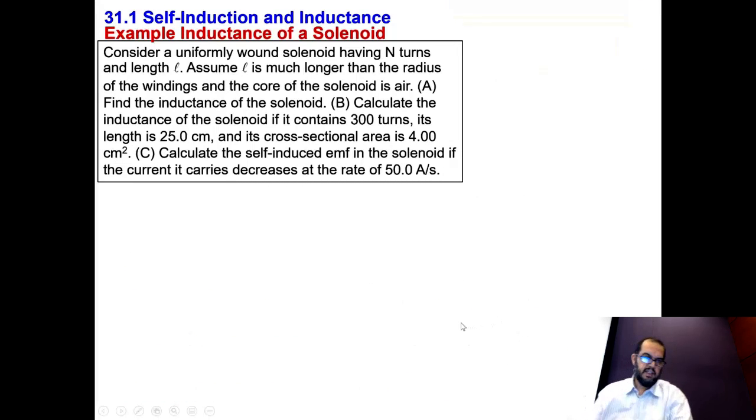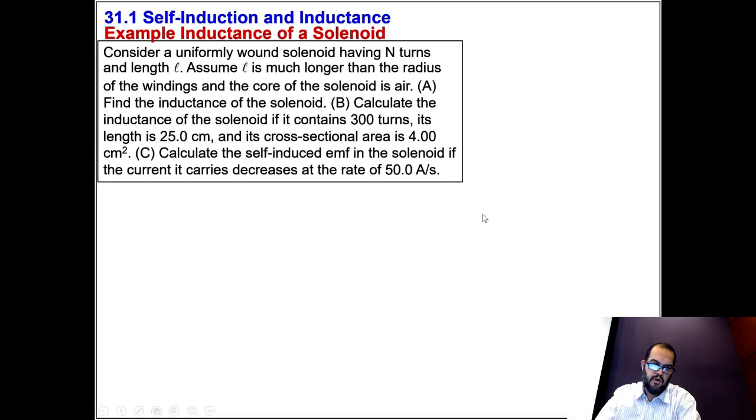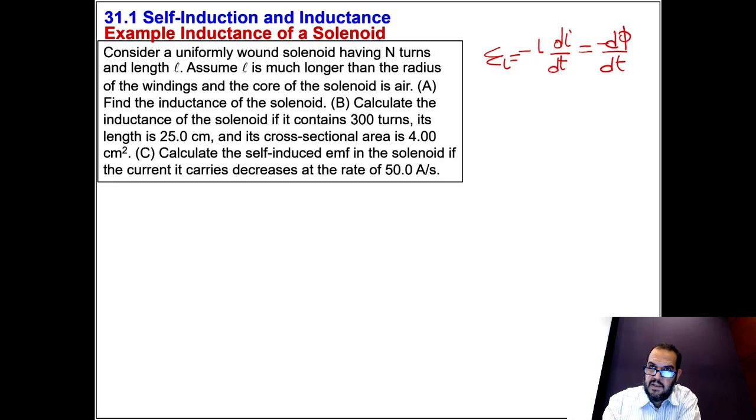Okay, let's do this example. Consider a uniformly wound solenoid having N turns of length L. Assume L is much longer than the radius of the windings and the core of the solenoid is air. Find the inductance of the solenoid. All right. So now we have seen an equation before that says EL is equal to minus L di/dt. Okay. And we said this is equal to minus the derivative of the flux with respect to time. Okay. So let's determine what is the flux through the solenoid.